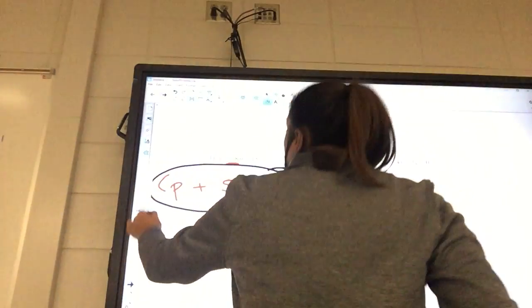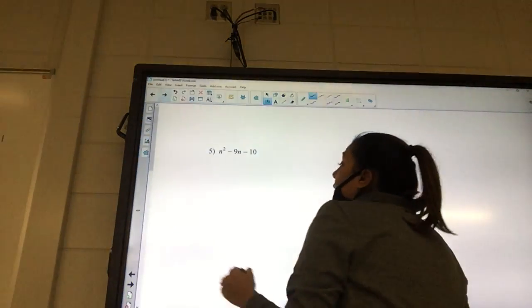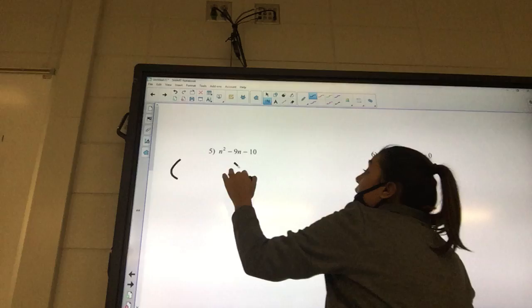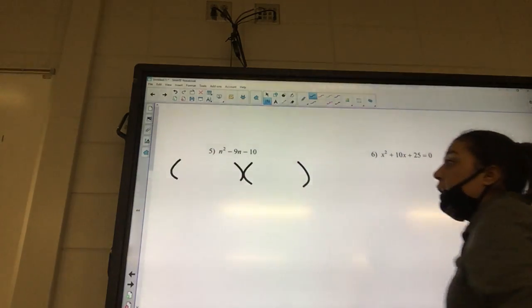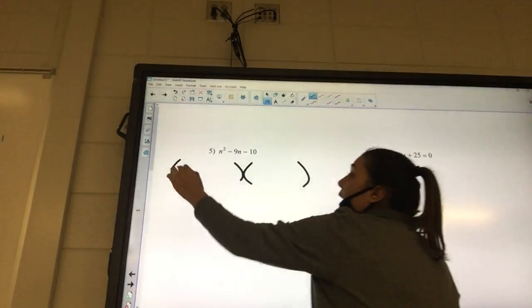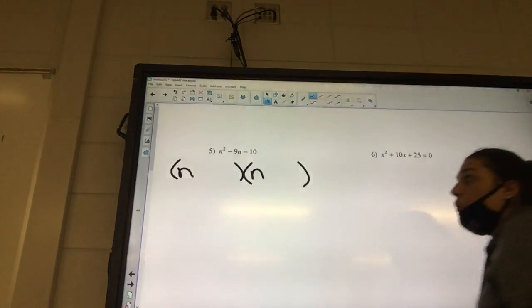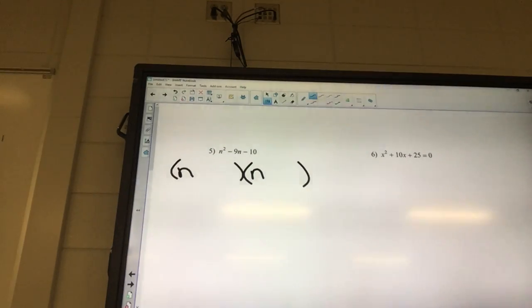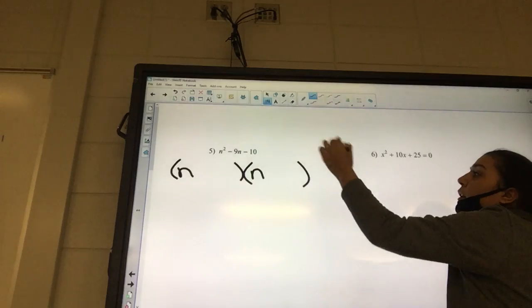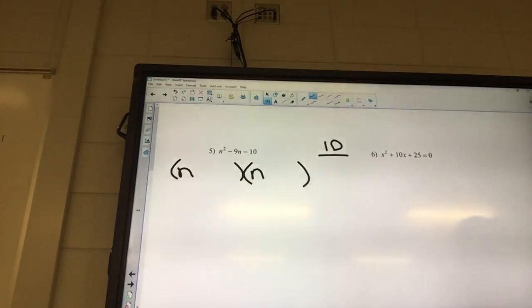All right, let's look at the next one. Okay, so we're going to draw our two parentheses. And we're going to fill in n and n. What are we going to find the factors of? 10, negative 10. Of 10. Okay, and on that one, yeah, so we just used the number for the last one.